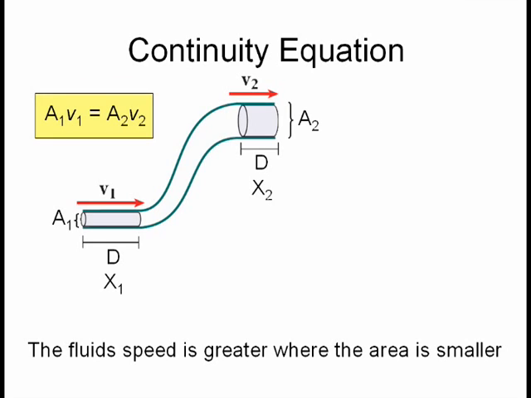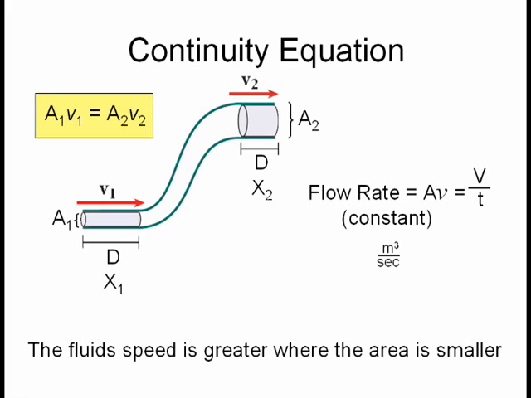Now you're familiar with this. If you put your thumb over a garden hose, you're making the area smaller, so you make the speed come out faster. The flow rate is defined as the area multiplied by the speed, or the volume divided by the time. Volume per time is a flow rate, and this flow rate has to stay constant anywhere within the moving liquid. The units are cubic meters per second.